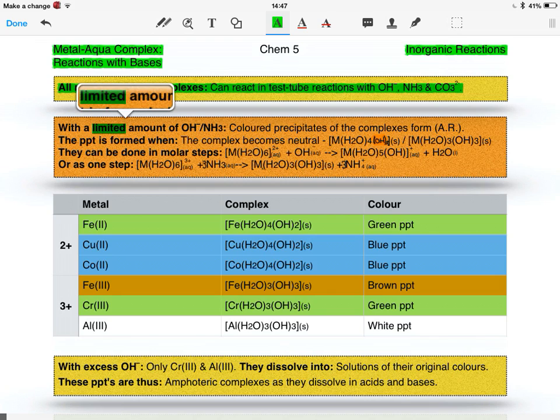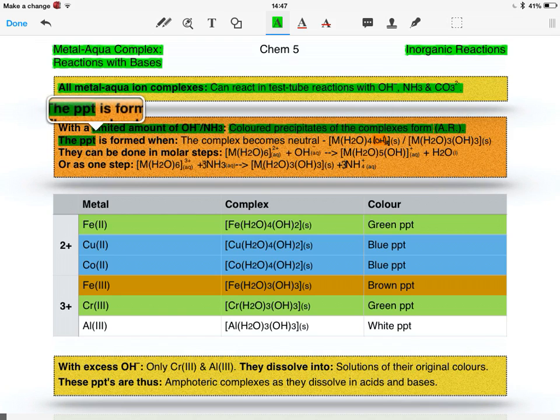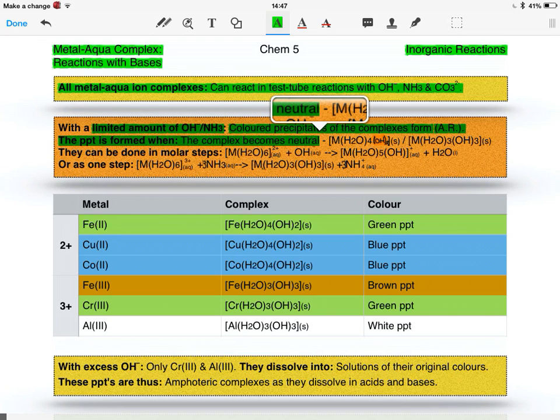So with a limited amount of hydroxide and ammonia being added, coloured precipitates of the complexes form, and these are acidic reactions. The precipitate is formed when the complex becomes neutral, and here are the two examples of the neutral complexes.